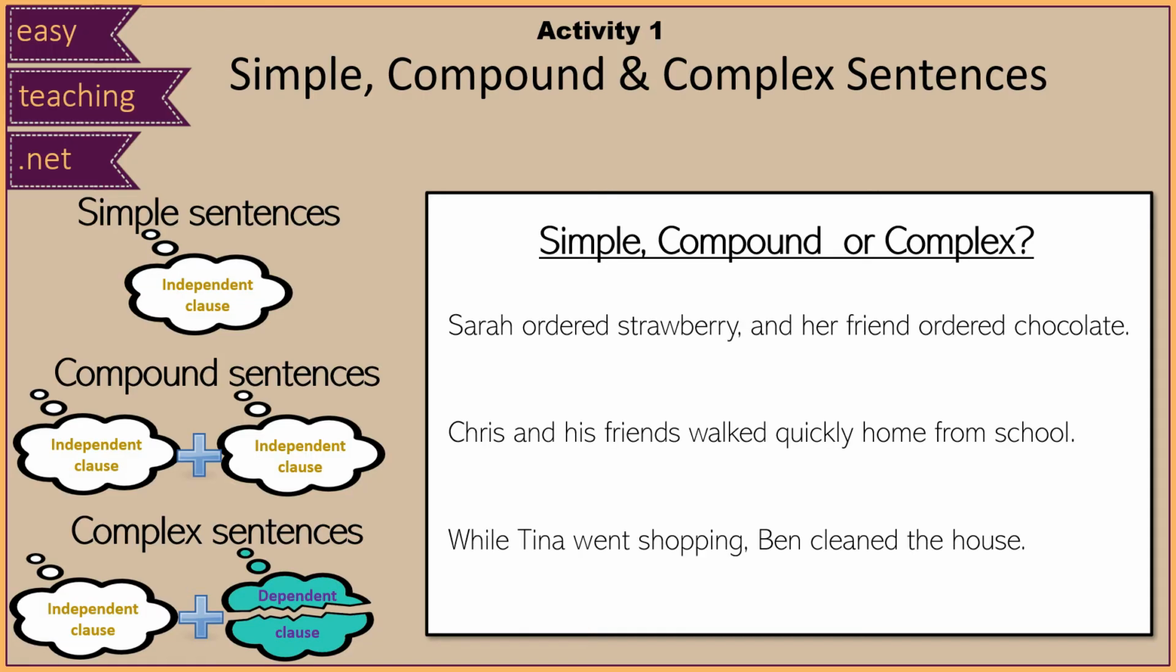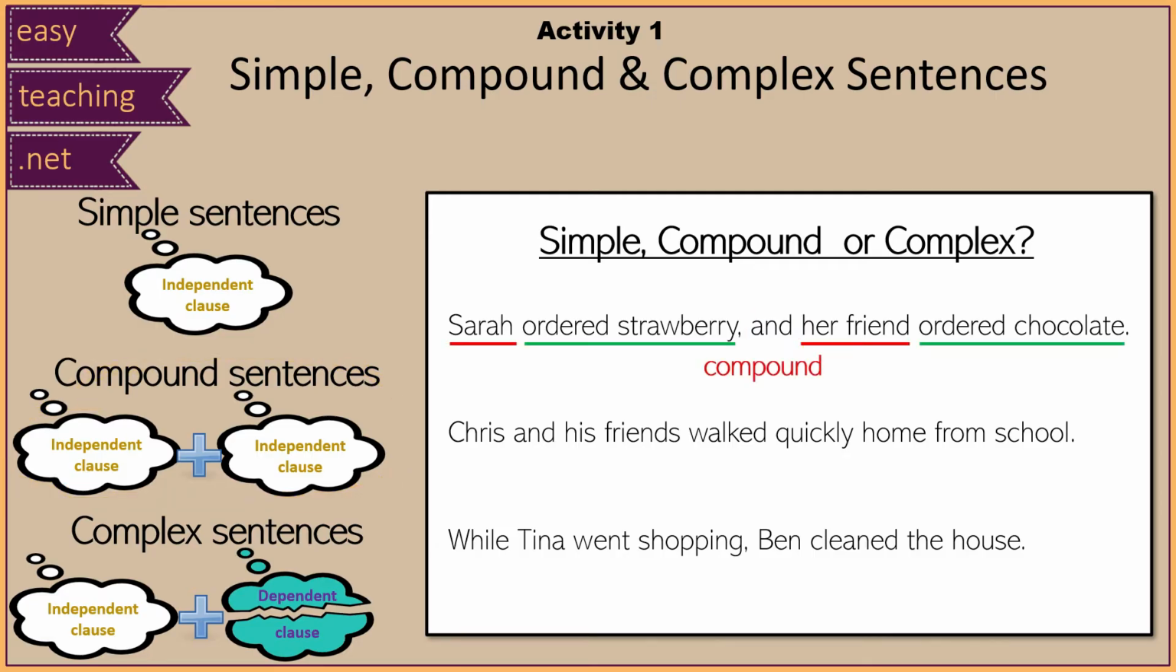Here are 3 sentences. The first, Sarah ordered strawberry and her friend ordered chocolate. In this sentence, I can see that 2 clauses are joined with the conjunction and. I know that each is a clause because each has a subject and a verb. Each of these clauses makes sense on its own, which means that they are independent clauses. A sentence with two independent clauses is a compound sentence.